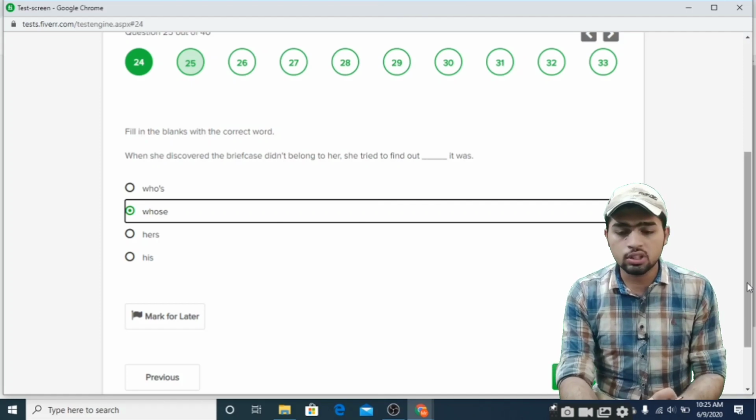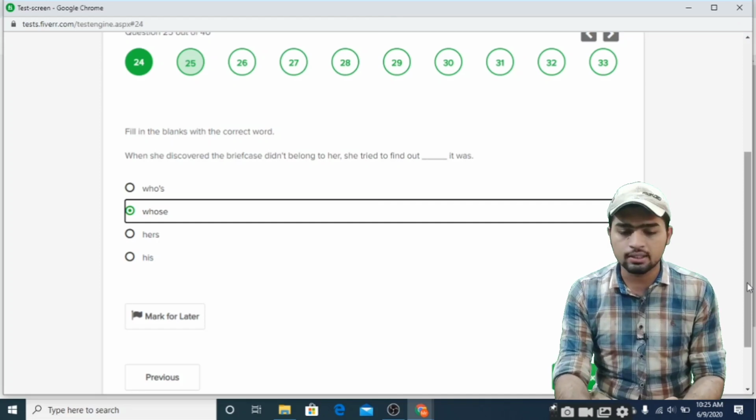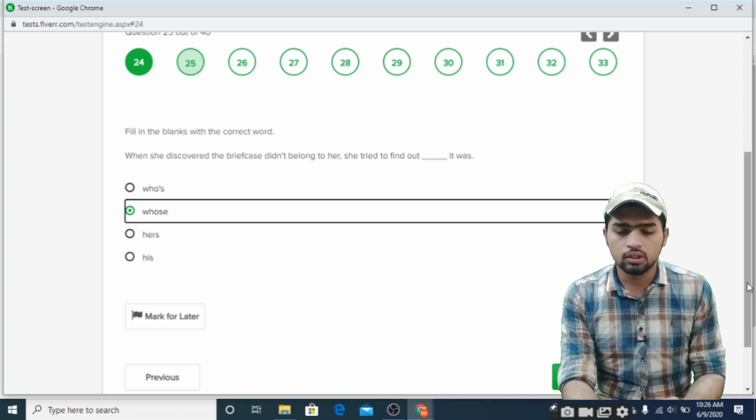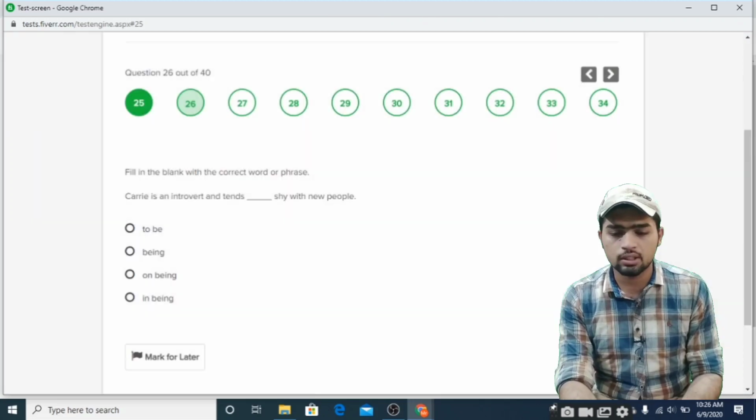When she discovered, she is at the start of the sentence, so his is not the correct answer. Remaining three options: the first one, who's, is also the wrong answer. Whose and hers. Hers is obviously no. It seems the correct answer is the second option, whose. So I click on whose it was. The correct answer is whose, the second option. So I click on next.